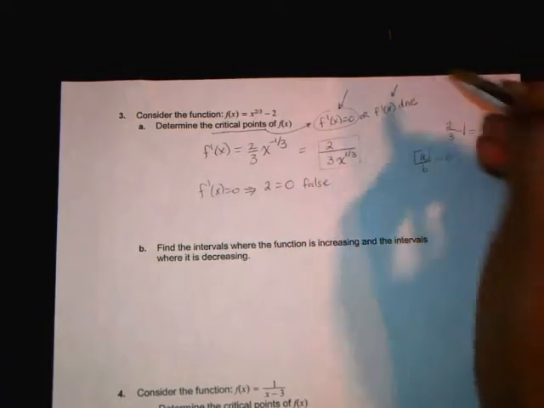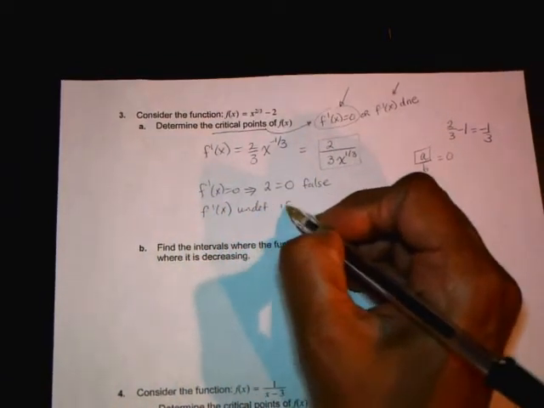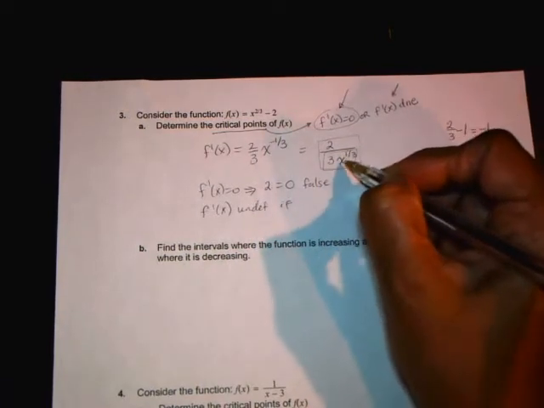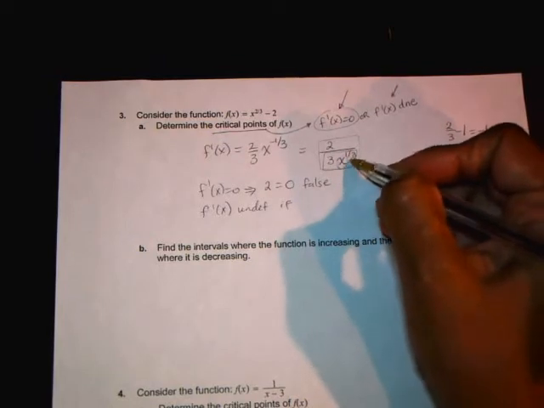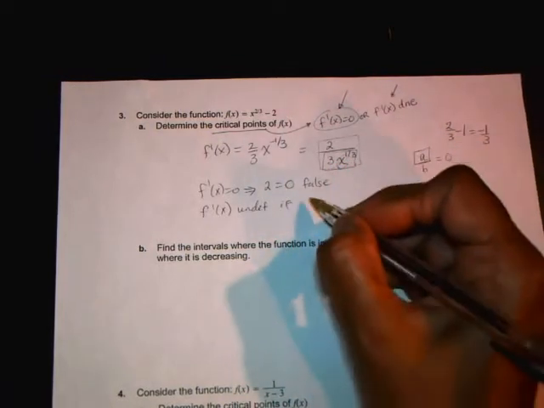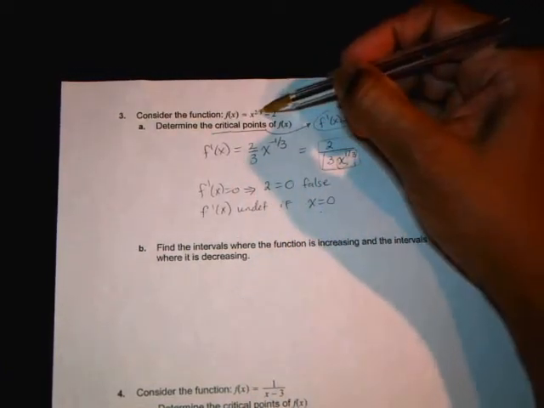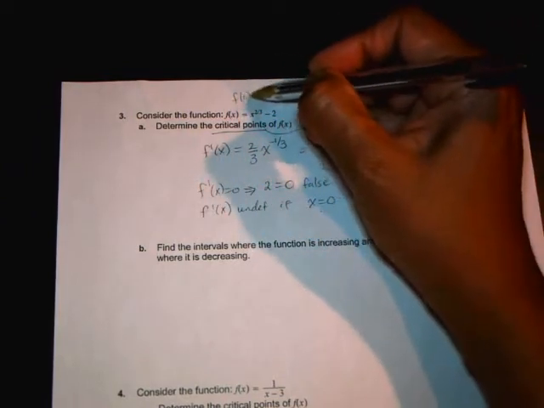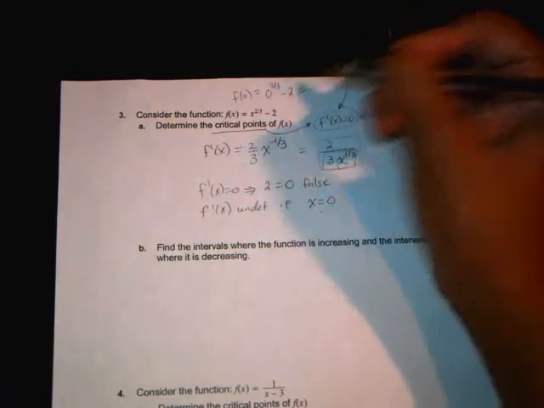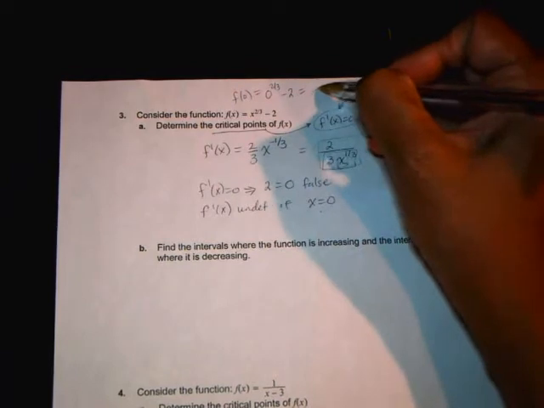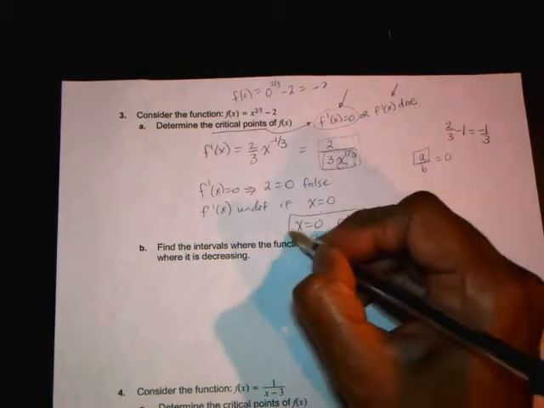What about this part? Well, where is f prime of x undefined? It is undefined if the denominator is 0, and that does happen if x is 0. If you put 0 in here, the cube root of 0 is 0, and 0 times 3 is 0. So it's undefined if x is 0. Is this in the domain of the original function? Meaning, can you find f of 0? If you plug in 0 for x, is that a value that works? The answer is, this is 0 minus 2. Yes, it's in the domain. So x is equal to 0 is your critical point.